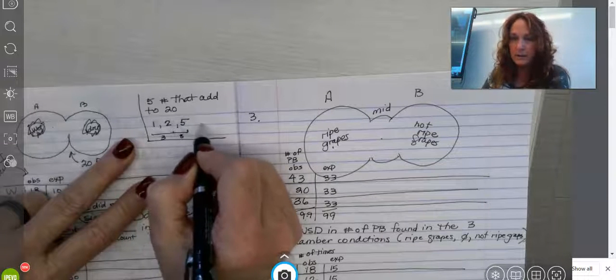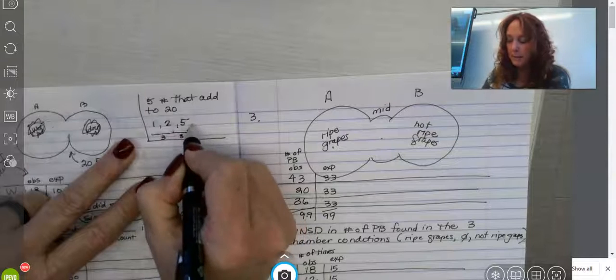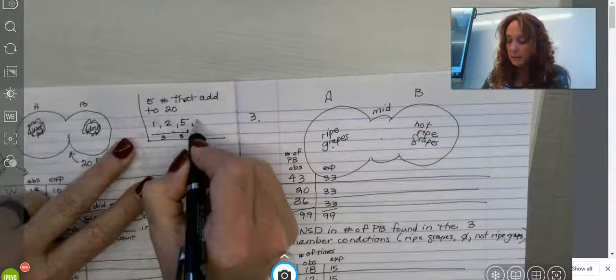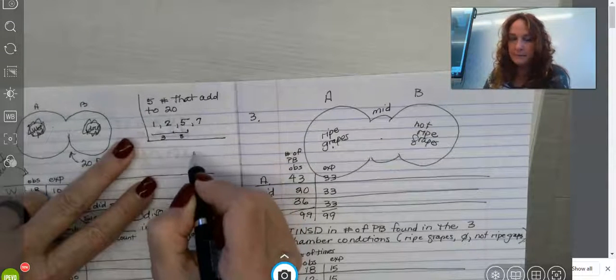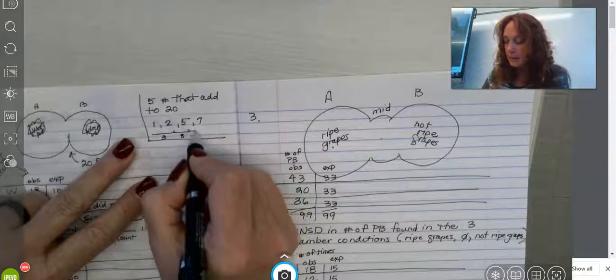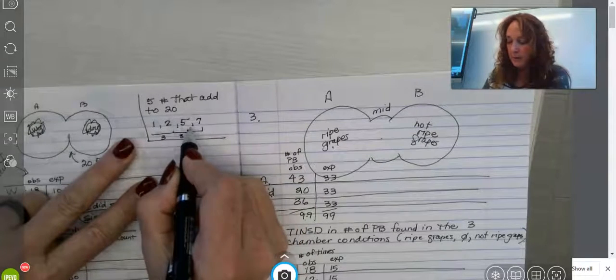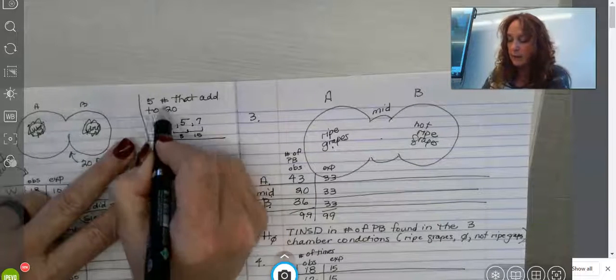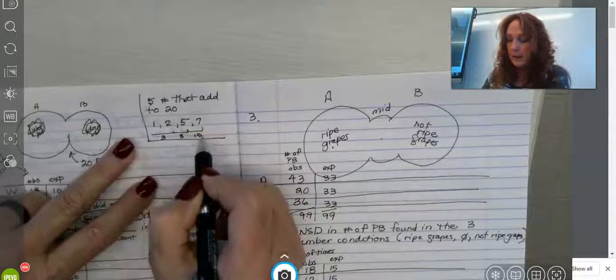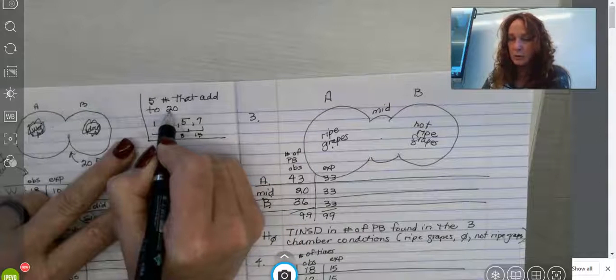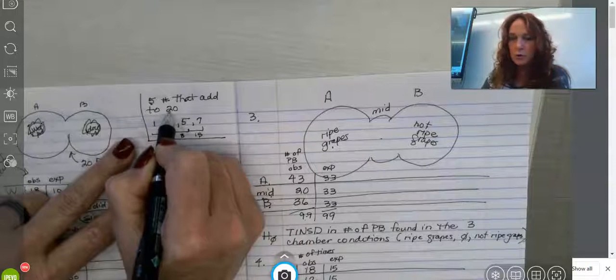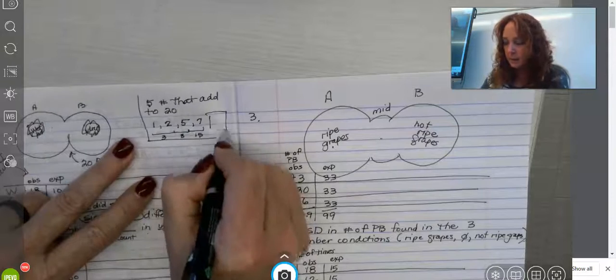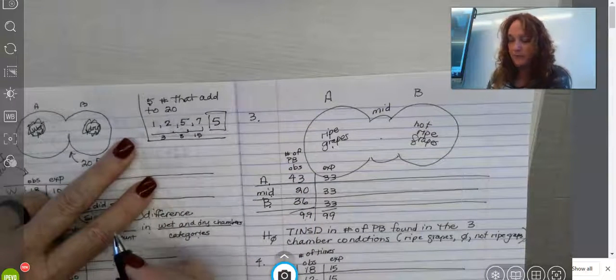I could pick all kinds of things that could add to 20. So now I'm going to pick, oh, I don't know, 7. As soon as I pick 7, that's 3, 8, 15, and I only have 1 number left that I can pick, and it has to go to 20. So there's no freedom in this box. It has to be 5.